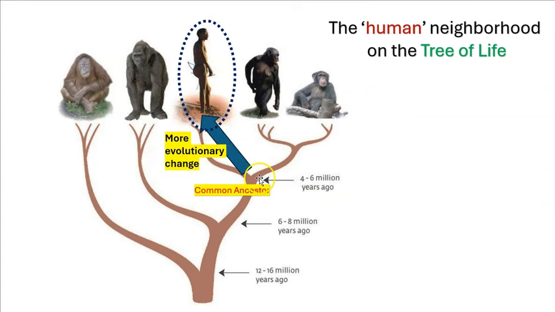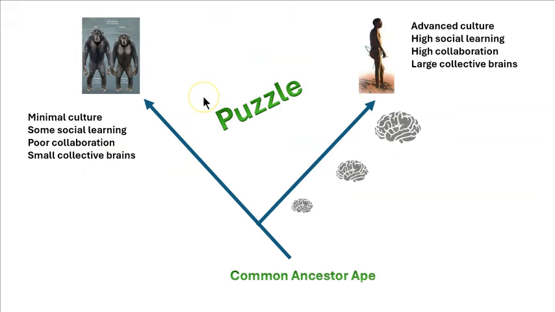So when that split happened, when one species branched into two species, there was thought to be more evolutionary change in our lineage. And if we just think about some of the differences between our two species, we can get a sense of the magnitude of that change. Let's take chimps first. They have minimal culture. There is some, but it's minimal. There is some social learning. They can watch each other and learn to do things that others are doing. They can imitate each other and emulate.